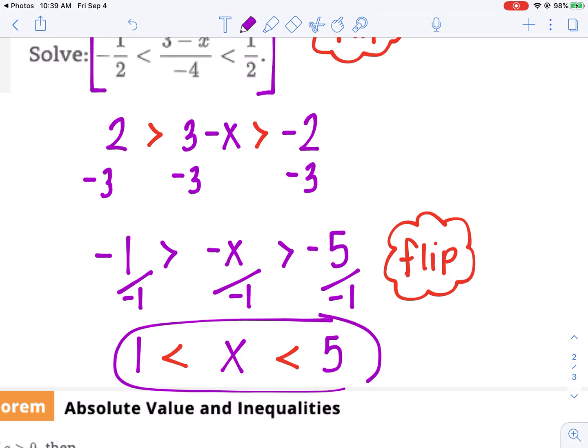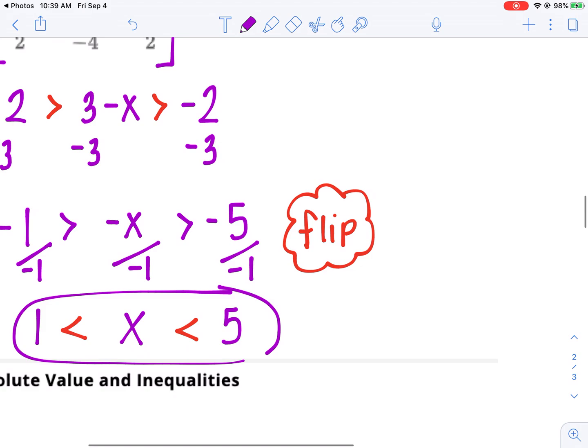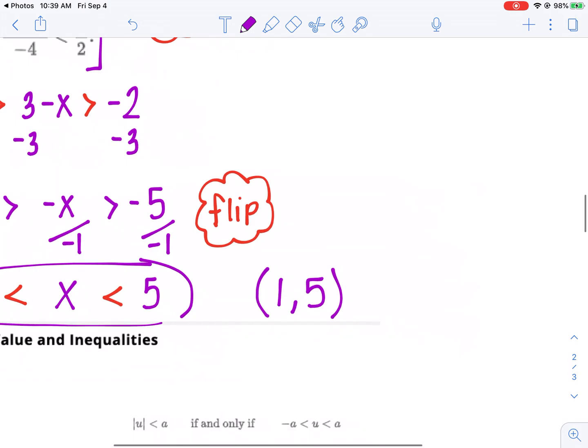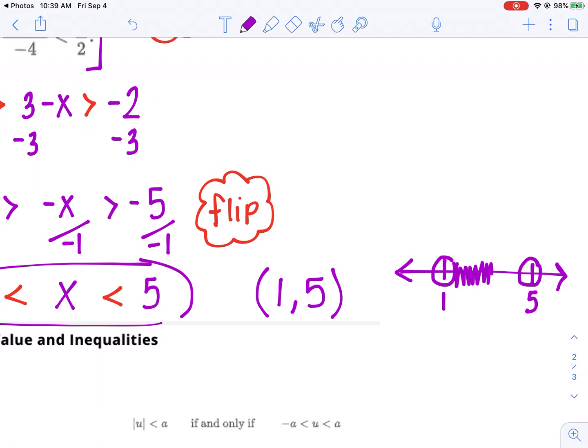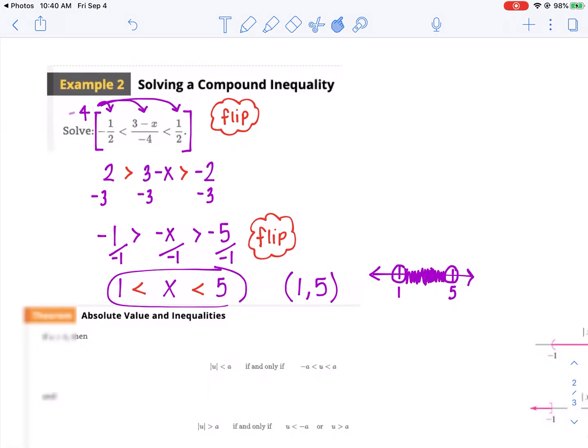This is inequality notation. I believe we still want intervals, so I'm going to write that as the interval 1 to 5, parentheses because you're not including. Then when I graph it, I need both of those numbers on my number line. It's an open circle, and it's the values in between. Please, please, please watch that multiply divide by a negative. They'll just slide in there.